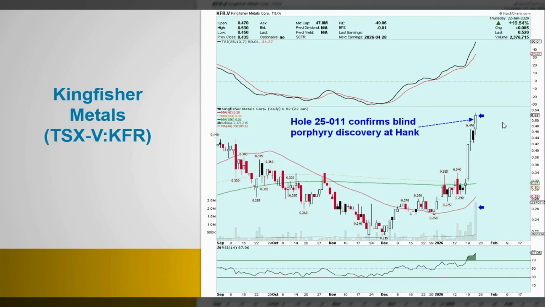So Kingfisher Metals, another one. So here's an uptrend. The stock was already moving up a bit. But if we look to the left, just getting back to where it was in September, right? So it was not really crazy overbought or anything, right? And they announced hole 2511 from the Hank copper gold porphyry. You can see the volume here.